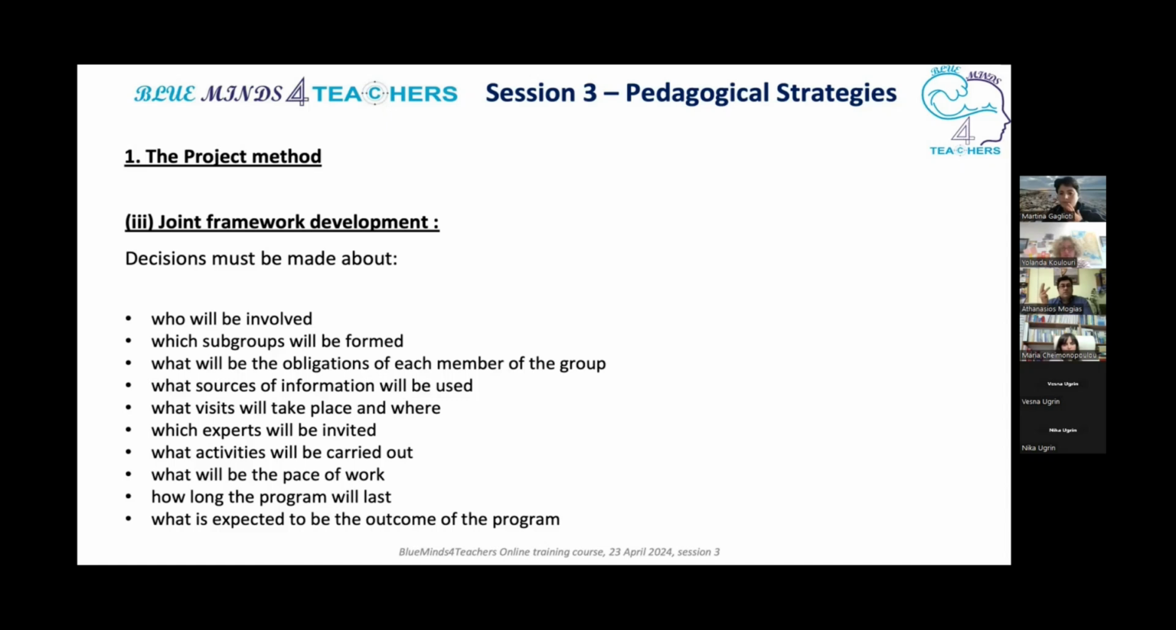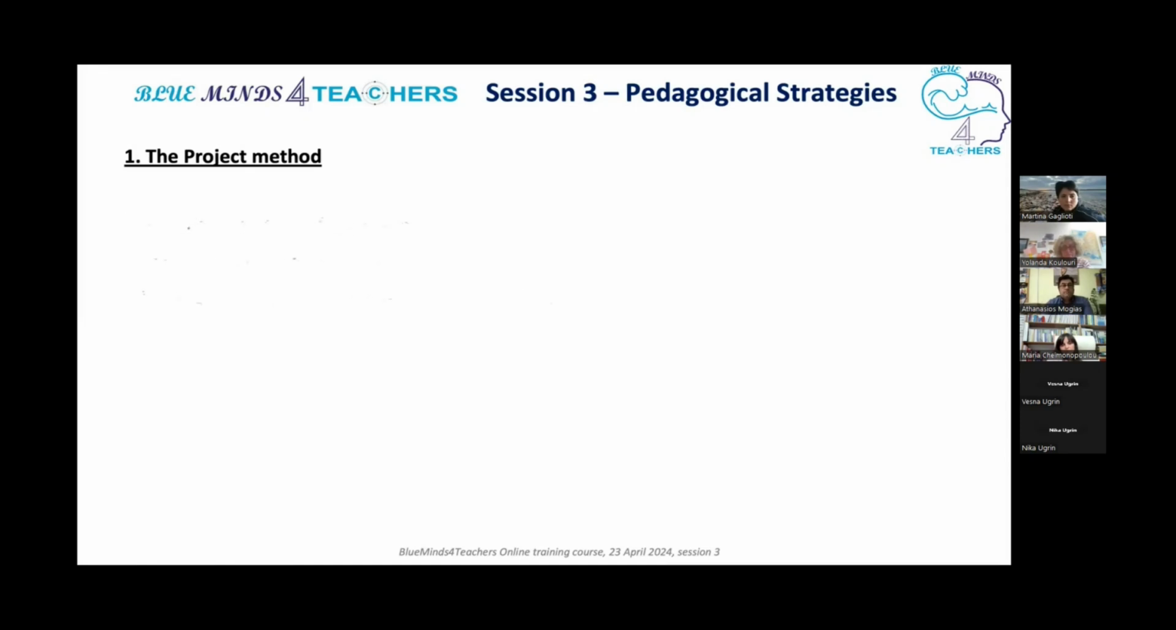What sources of information will be used? What visits will take place and where? Which experts will be invited to the classroom? What activities will be carried out? What will be the pace of work? It has to do with the next one, how long the program will last. Is it going to last some weeks or some months? And what is expected to be the outcome, the results of this program?